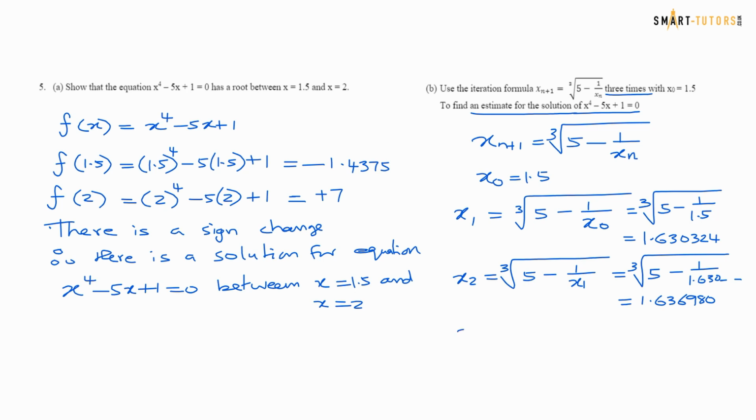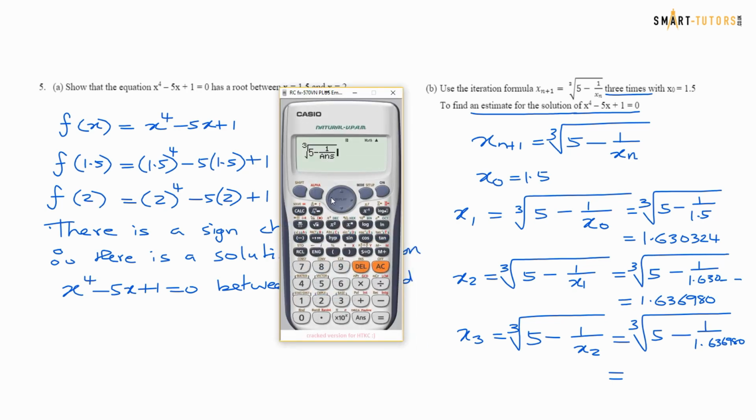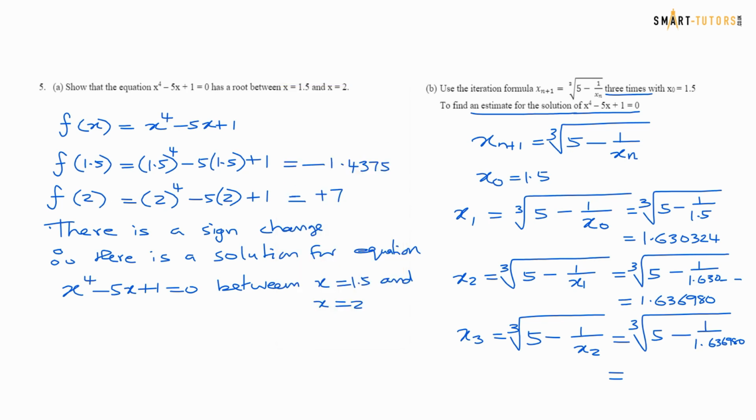Now the final answer, x3, is the cube root of 5 minus 1 over x2, which is the cube root of 5 minus 1 over 1.636980. It's easy. You don't need to do anything, just go and change the answer again, delete, put the answer back, and equals. The answer is 1.637290.